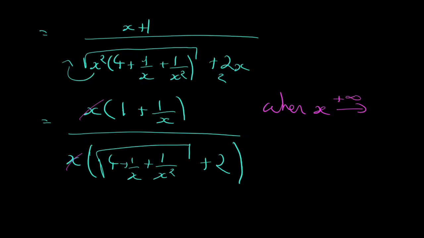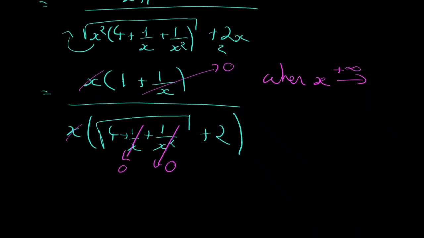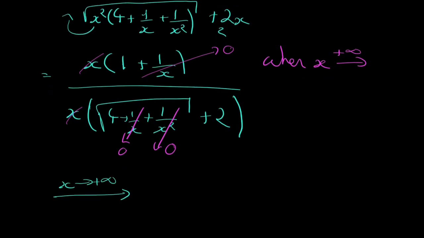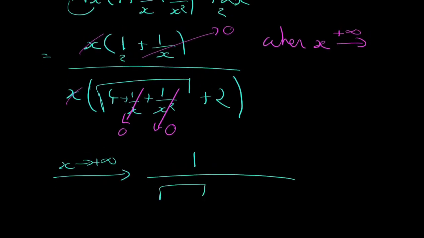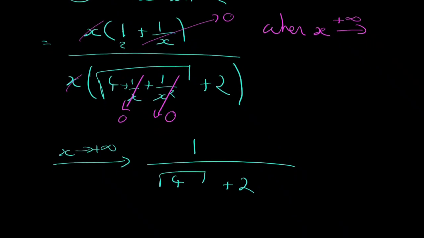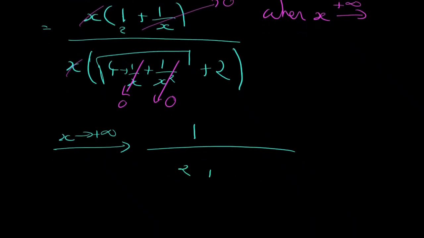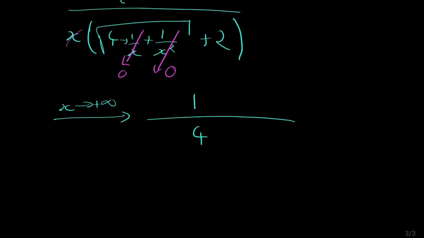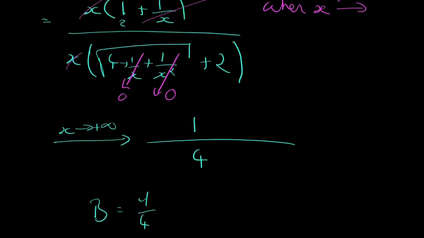x tends to plus infinity, because this is what we want, this thing will tend to 0, this will tend to 0, and this will tend to 0. So the whole thing, when x tends to plus infinity, will tend to 1 over square root of 4 plus 2, which is equal to 2 plus 2, which is equal to 4. And we have solved our question, because this is the value of b, which is equal to 1 over 4.